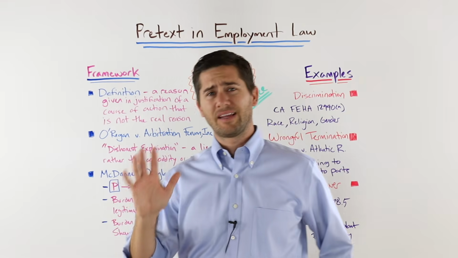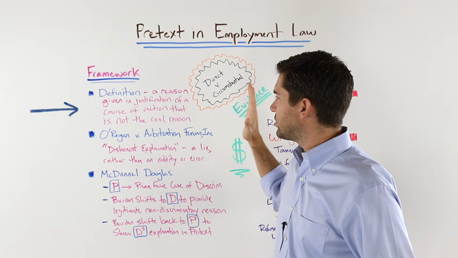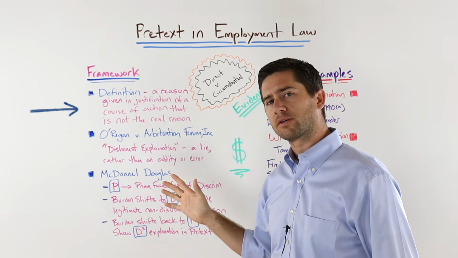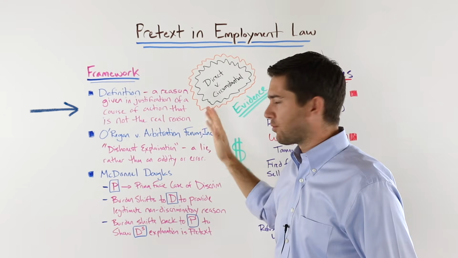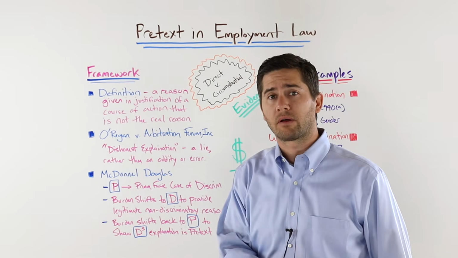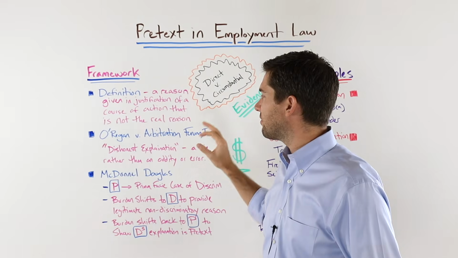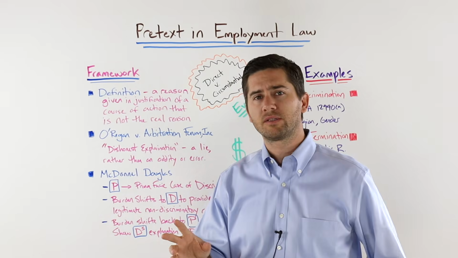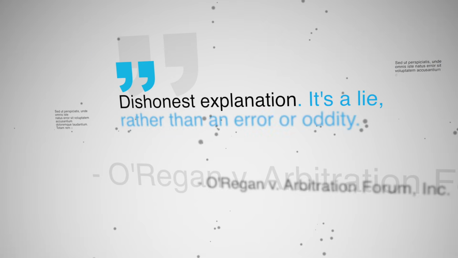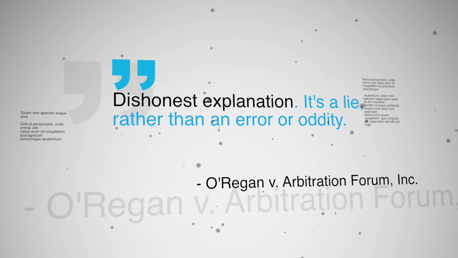Let's first figure out what the definition of pretext is. It is a reason given in justification of a course of action that is not the real reason. It's a fake reason for why somebody did something. I like the way the Seventh Circuit case of O'Regan versus Arbitration Forum, Inc. puts it. They say that it's a dishonest explanation. It's in fact a lie rather than an error or an oddity.